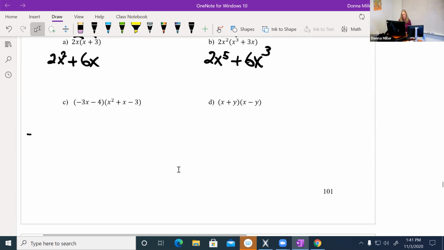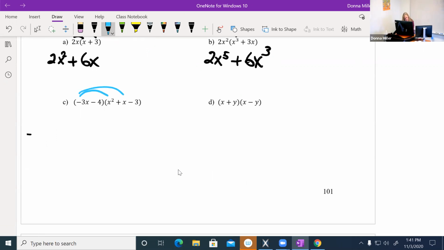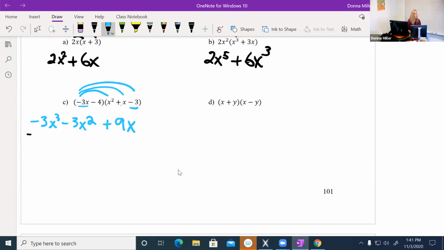All right, this next one, I guess we'll do the distribution method. I'll use blue. So I'm going to multiply negative 3x by all these guys, right? So negative 3x times x squared is negative 3x cubed. And negative 3x times x is negative 3x squared. And then negative 3x times negative 3 is positive 9x. Hopefully I did all the multiplying right this time.